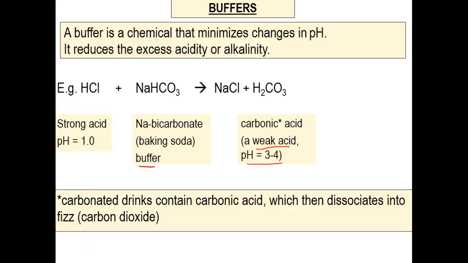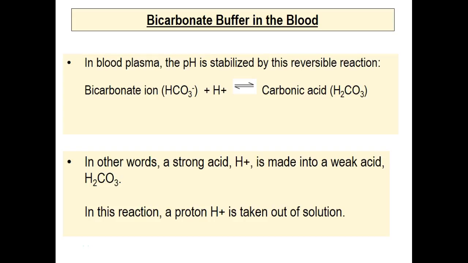Carbonated drinks contain carbonic acid, which then dissociates into carbon dioxide and water. And that's where the fizz comes from in carbonated drinks, which then, after the carbon dioxide is released, become flat. In the real situation in the body, the pH is stabilized by bicarbonate ion, which reacts with excess protons forming carbonic acid. In other words, a strong acid, hydrogen ion, is made into a weak acid, and the proton is taken out of solution.